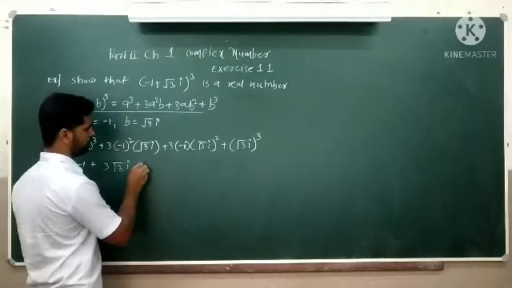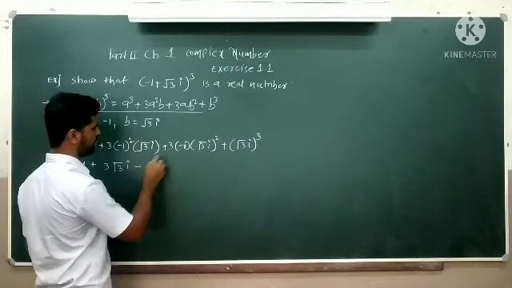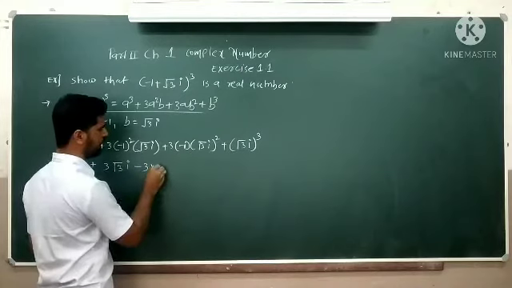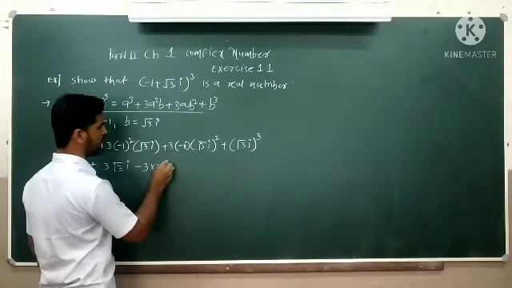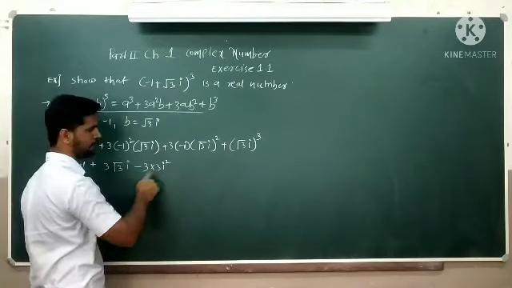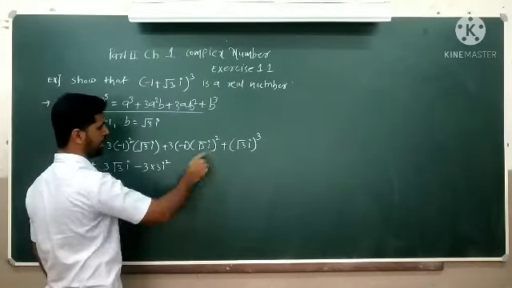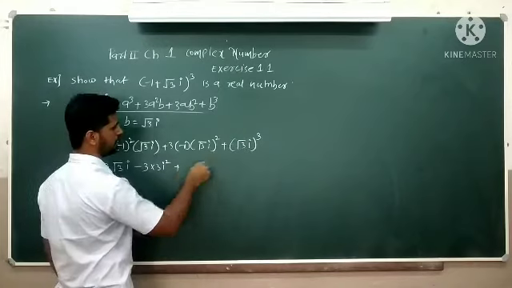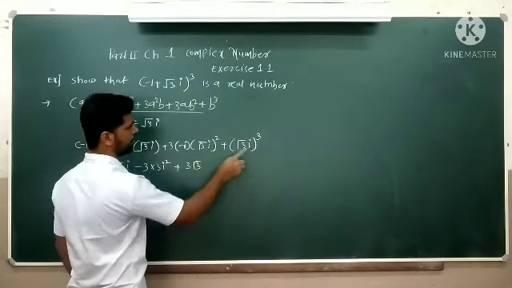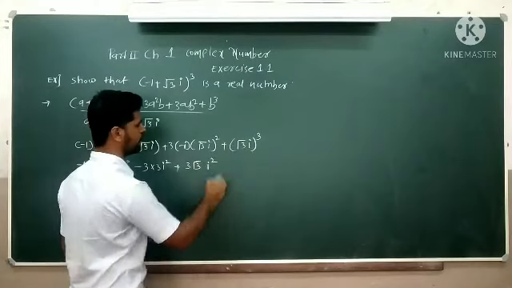Then plus this 3 times minus 1 is minus 3, root 3 whole square is 3, and the square of i is i square, like this. Okay, 3 into minus 1 we have taken minus 3, root 3 square is 3, and i square added, plus root 3 whole cube, that is 3 times root 3, and this i cube also we have to consider.